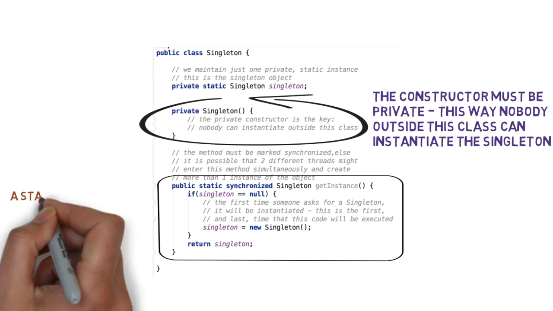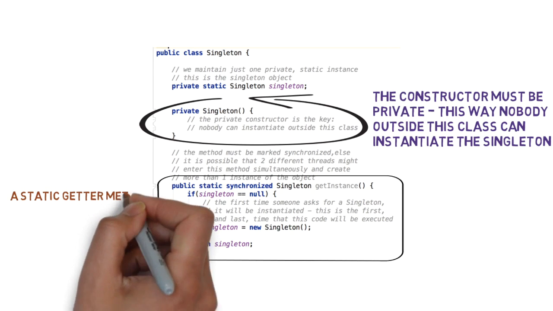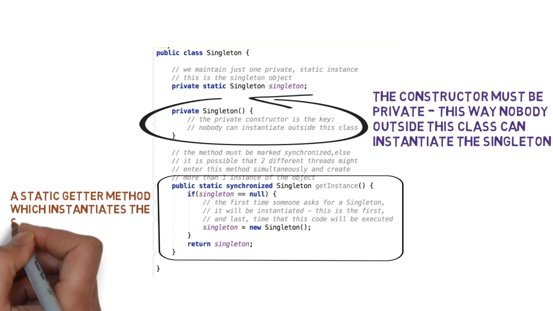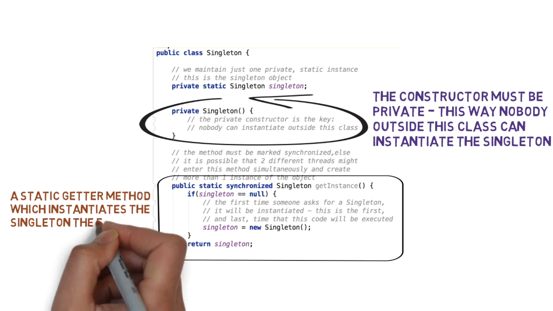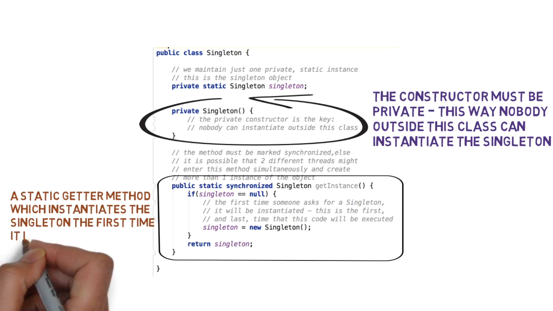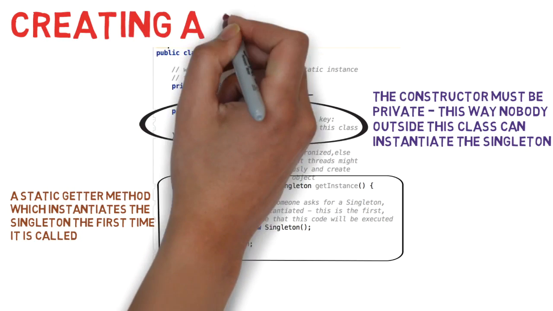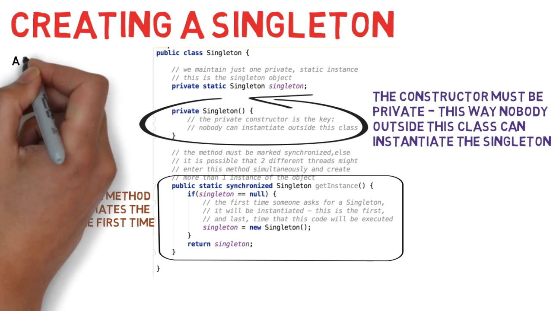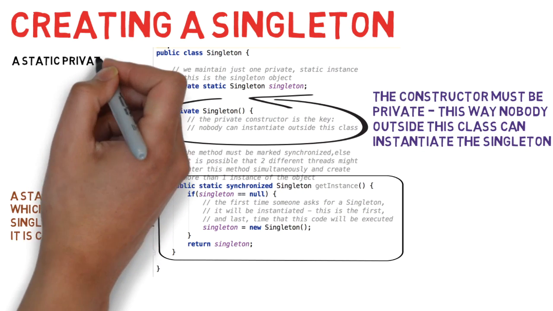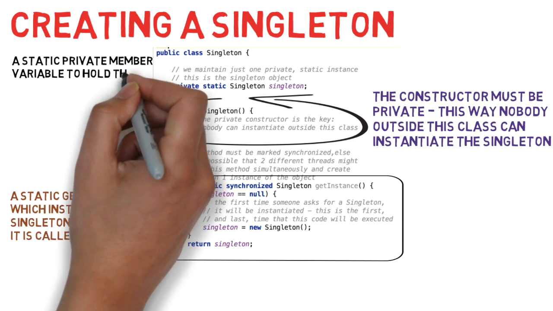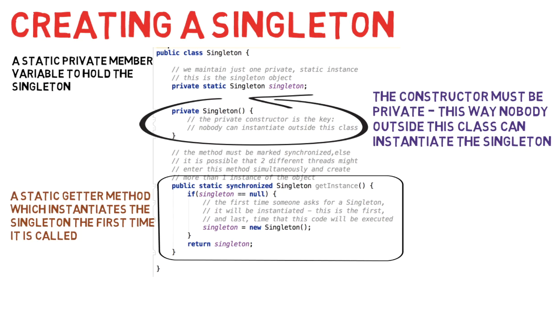Alright, let's look at getInstance, which actually instantiates a singleton. It's a static getter method. It instantiates the singleton only the first time it's called. So you see the check for singleton equal to null? It's done at all points in time. If an instance of singleton exists, it will not create a new one. It simply returns the singleton which existed before. This is how you create a singleton. Then we have a static private member variable to hold the singleton. It's static because getInstance is static, which is why the member variable also needs to be static.